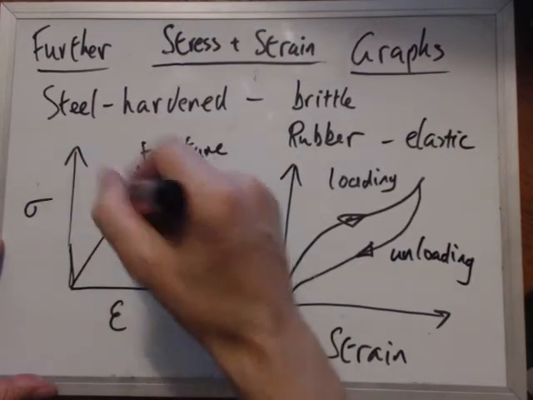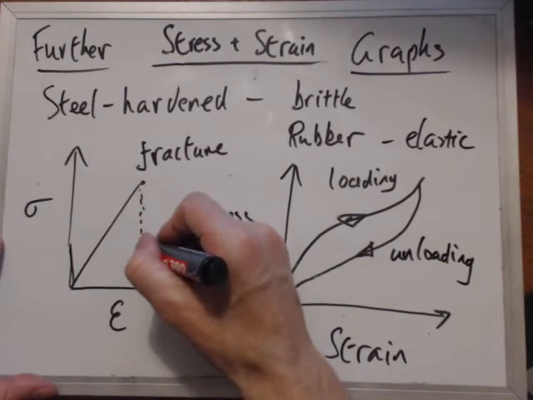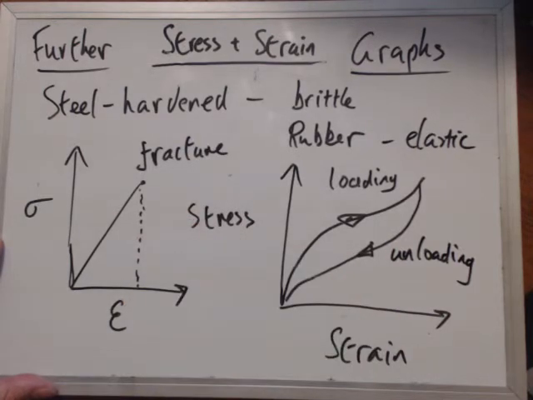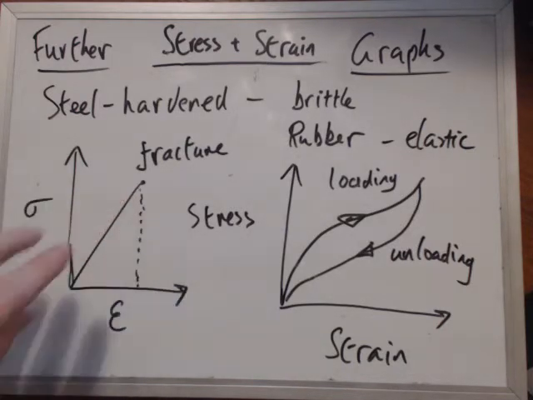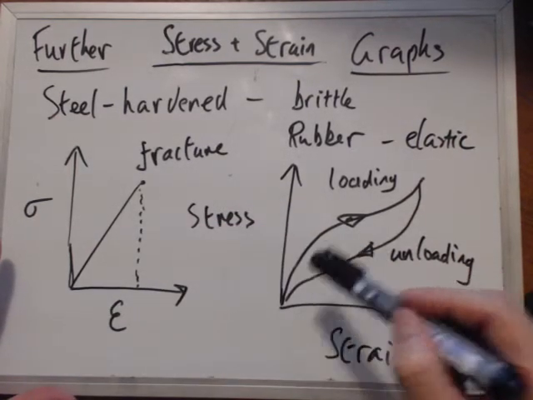So loading up there, and this is unloading. Now, for our simple steel there, until it breaks, of course, the area under the graph there, which would be half of the stress times the strain, you'll find that this is the energy stored per unit volume. So the area under the graph is all to do with energy stored.